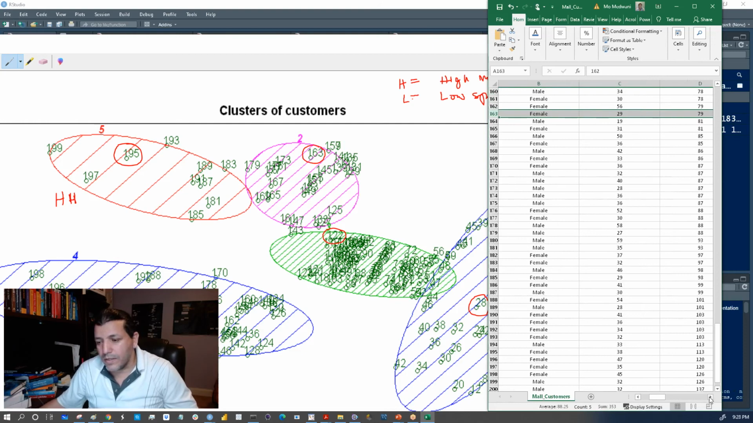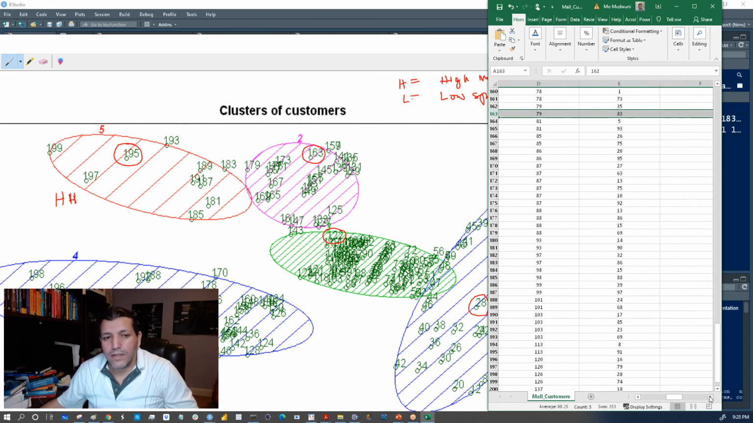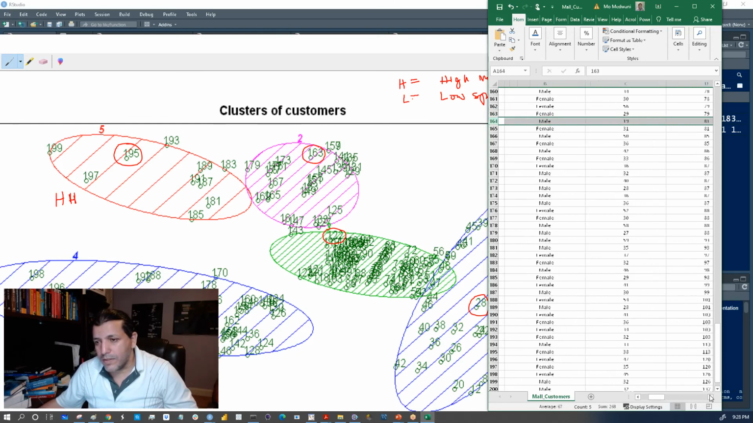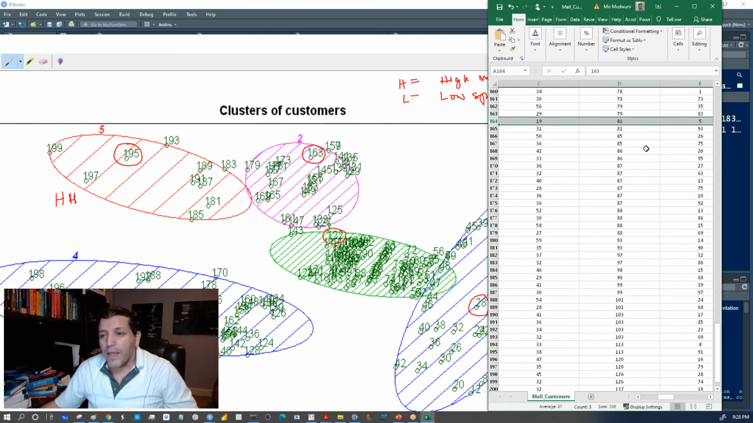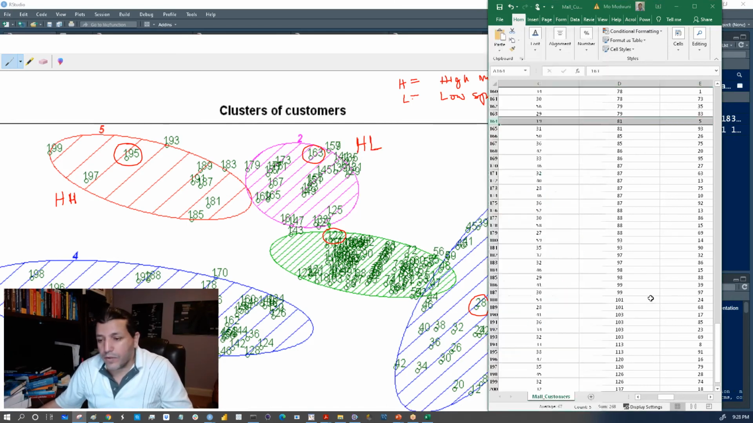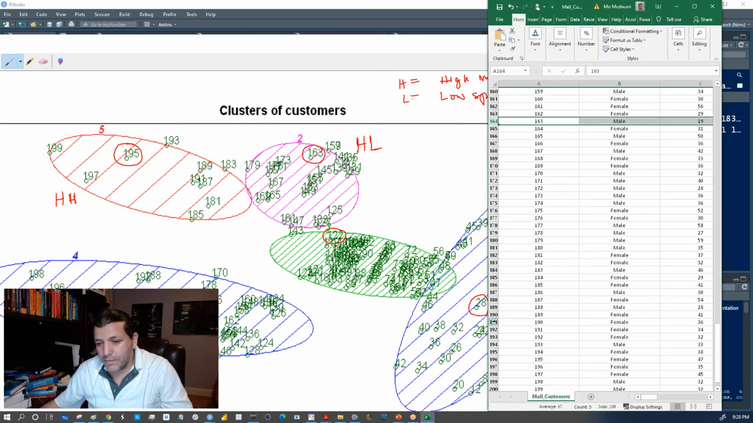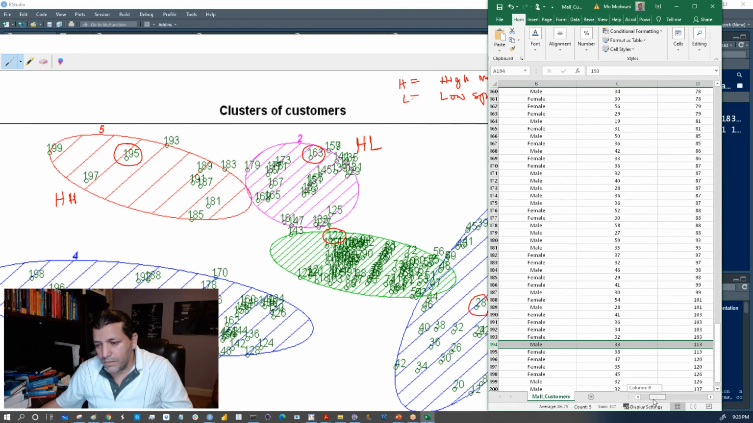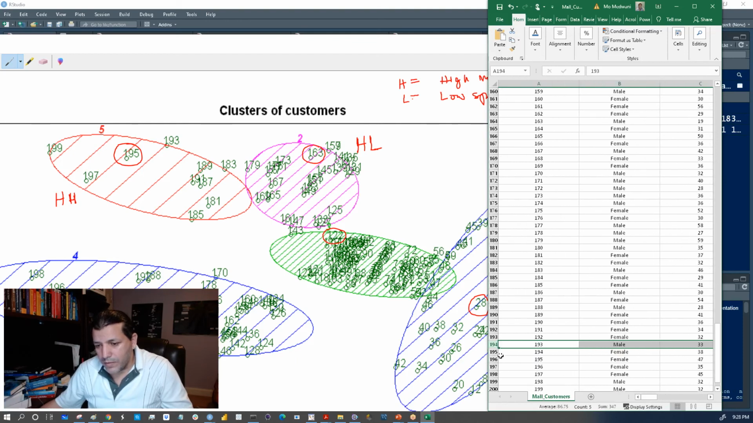163. So I'll make sure that I'm doing this right. So if we were to do this, now the 163, it's high money, and she's spending very low. Then 194, actually this is 194.